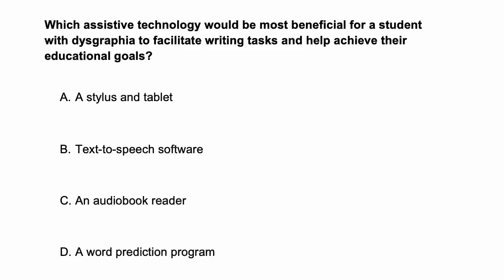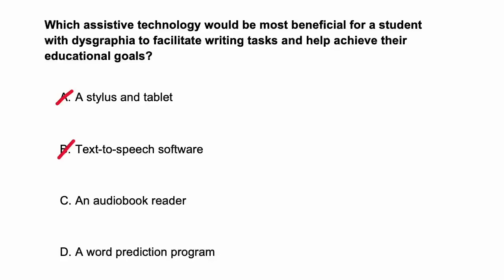The question is asking you to recall that dysgraphia is a learning disability that affects a person's ability to write, which can make the physical act of writing challenging. Let's begin by eliminating the incorrect options. Option A, a stylus and tablet, is incorrect, since that would require the learner to have well-developed fine motor skills and does not fully address the writing challenges associated with dysgraphia.